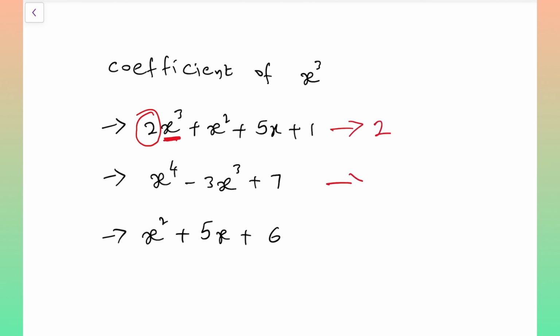Next, second one. Here this is x cube. So before x cube, what is there? Minus 3. Don't forget the negative symbol ever. Minus 3 is the coefficient of x cube. Next, coming to the last one, that is x square plus 5x plus 6. If you observe this clearly, in this polynomial, first of all, x cube term only is not there. If that term is completely missing, then write the coefficient as 0.